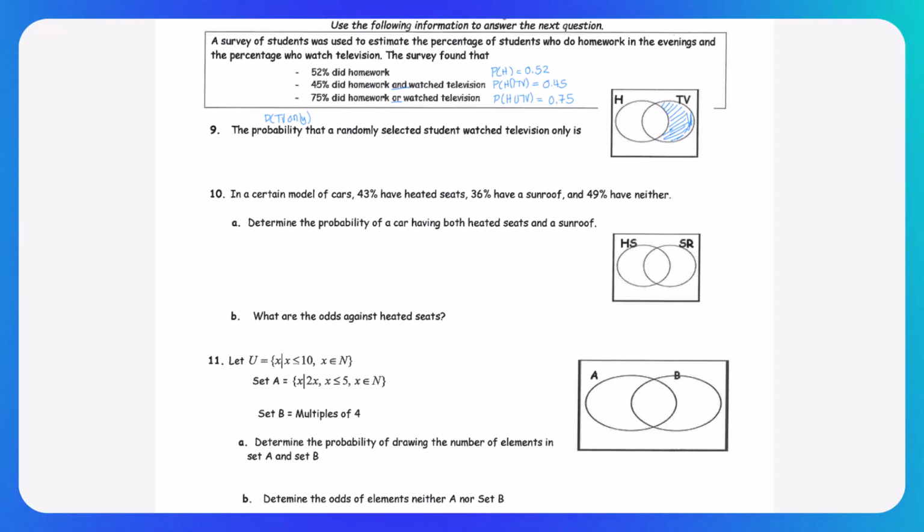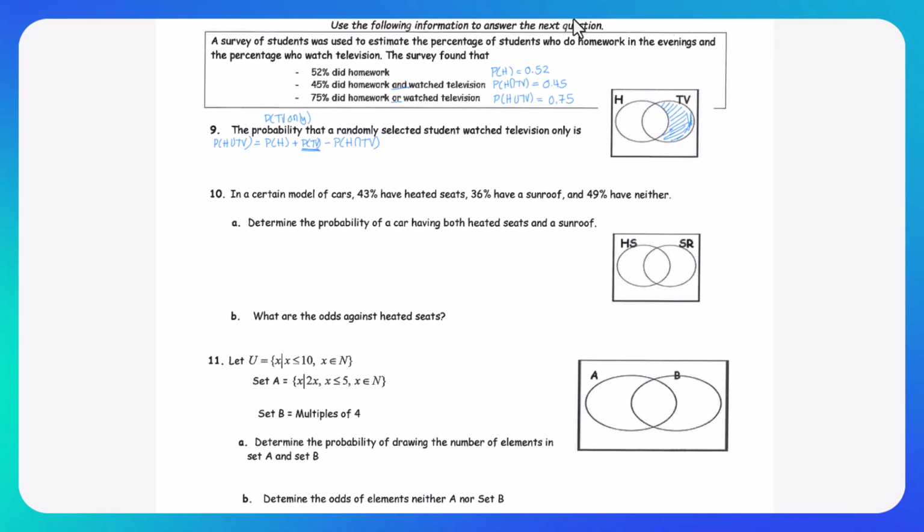Well, to figure that out, we could go back to our not mutually exclusive formula. We can start by saying the probability of H or TV equals the probability of H plus the probability of TV minus the probability of H and TV. So we can use that to find the probability of the TV.